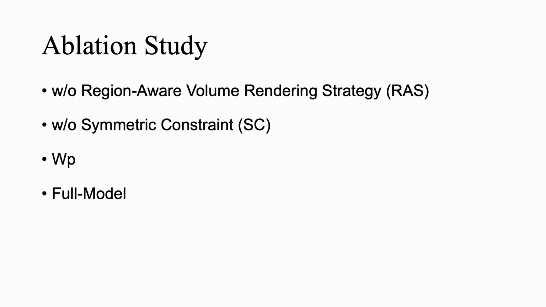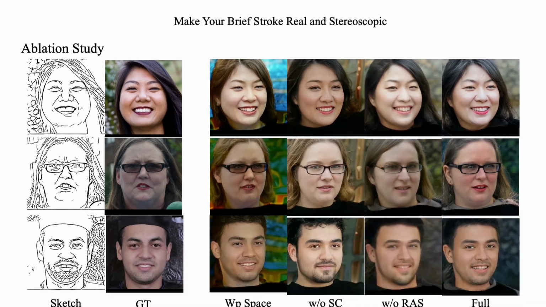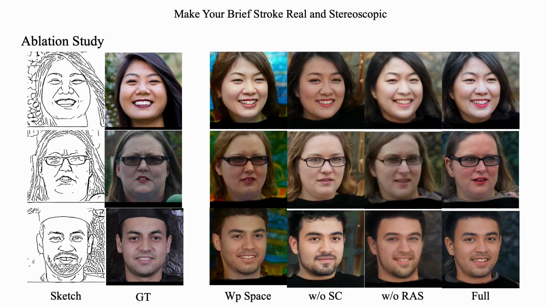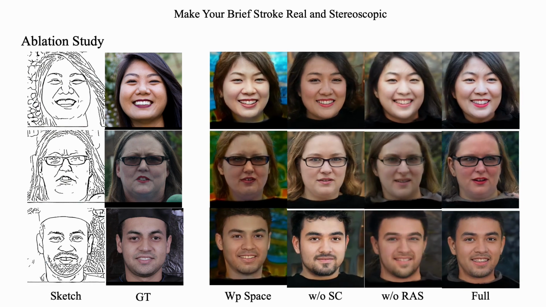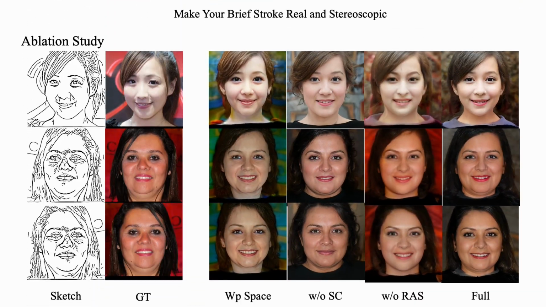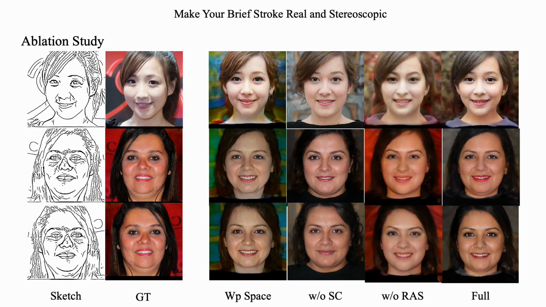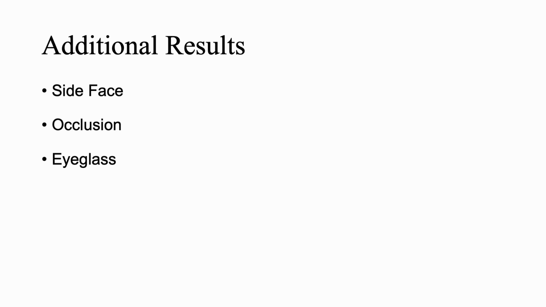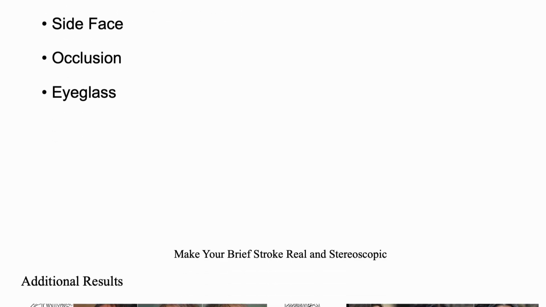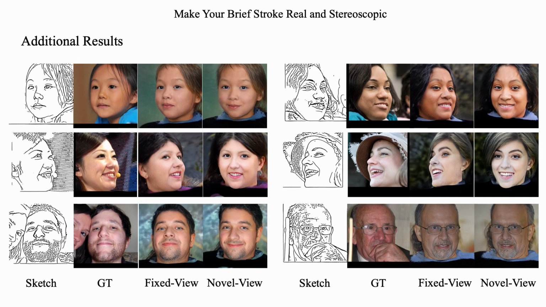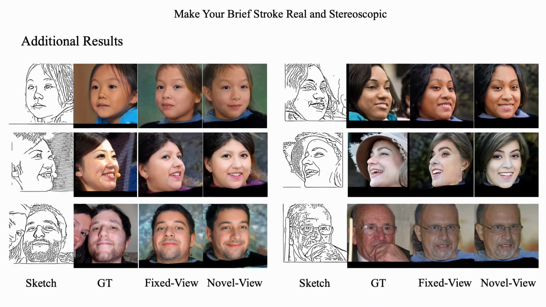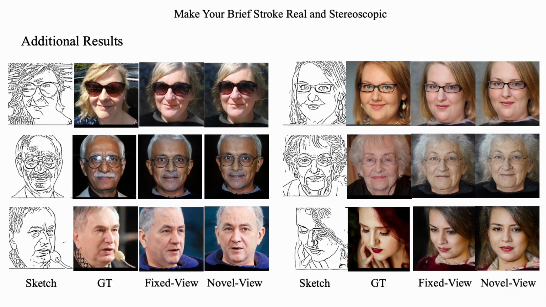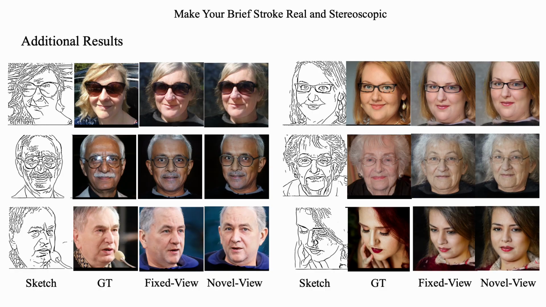Here we show the ablation study. Compared with our full model, without RAS tends to render over-smooth facial textures on local parts. Without SC, the model fails to reconstruct symmetric images for symmetric sketches. Additional results under various challenging scenarios are demonstrated. We also conduct a user study consisting of fixed task and open-ended task sessions.